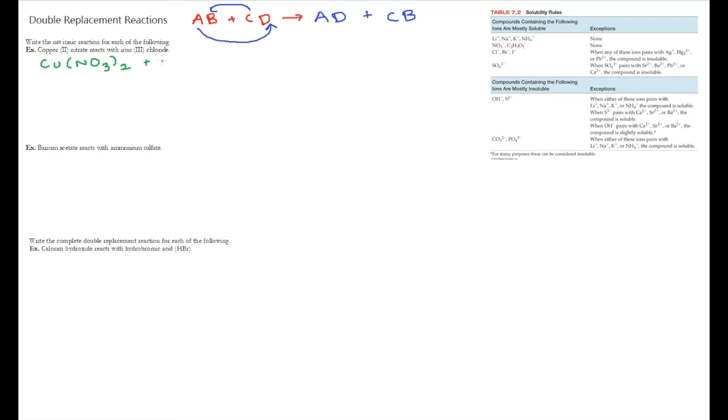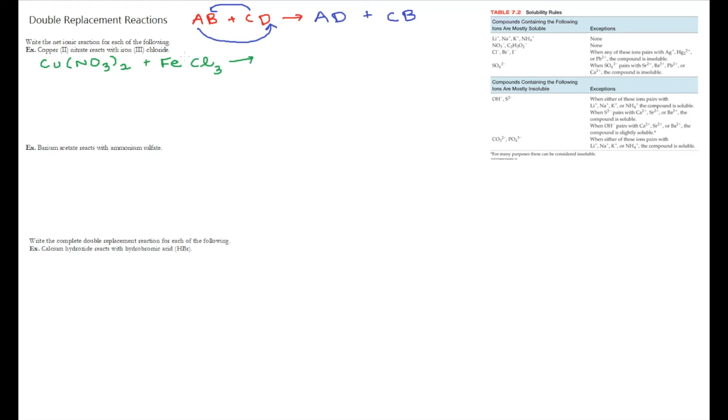So that's going to be Cu(NO3)2, crossing my charges to create that compound. And my other product is going to be iron chloride. Well, iron has a 3+ charge, and chloride has a 1- charge, so it would be FeCl3. So those are my two reactants. Now I've got to write my products.